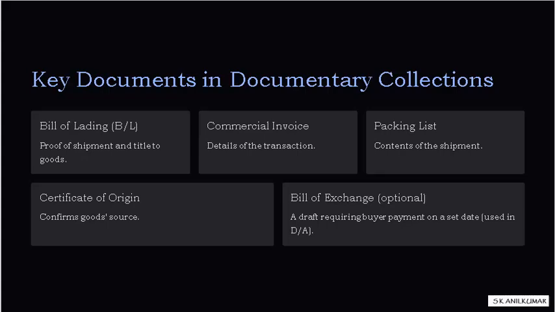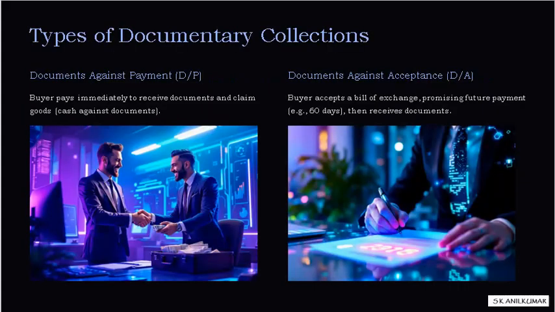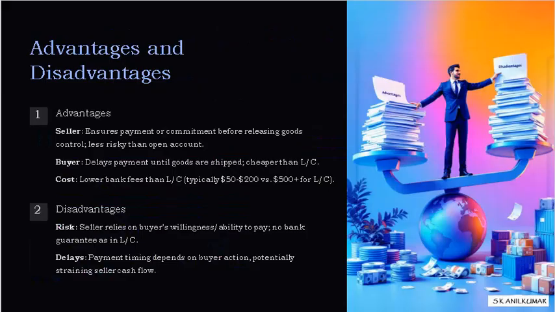The shipping documents are the bill of lading, proof of shipment and title to goods; the commercial invoice, proof of sale, details of the transaction; the packing list, contents of the shipment, how they have been put into the container; and then the certificate of origin for tax and other tariff purposes. The types of documentary collection, as you have seen, are DA or DP, against acceptance or against payment.